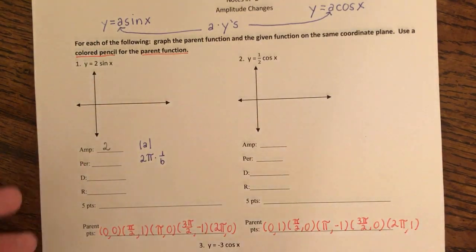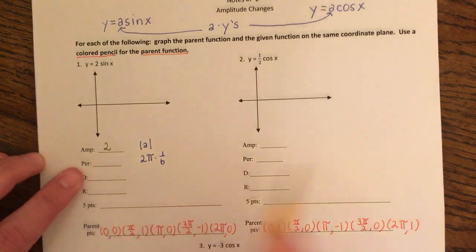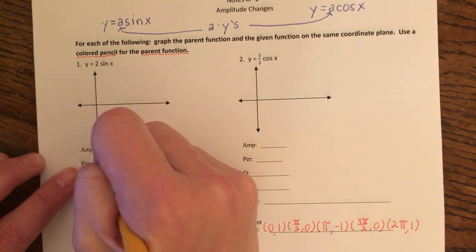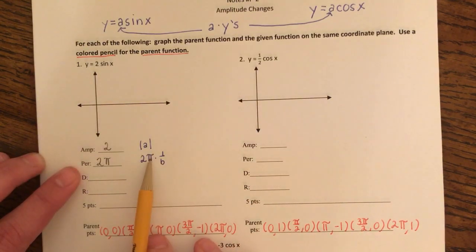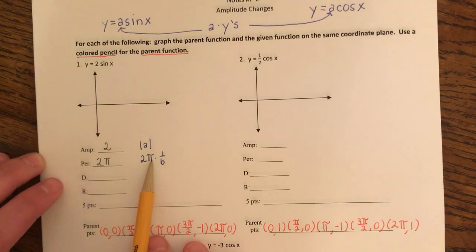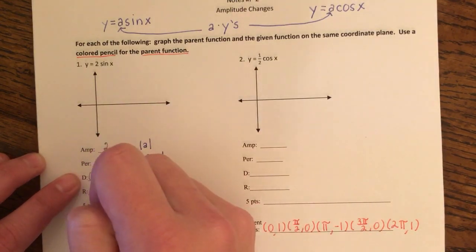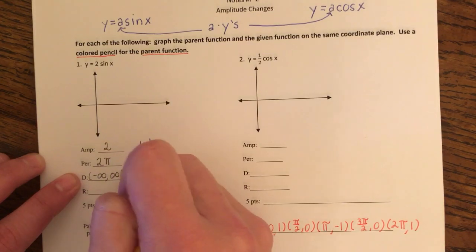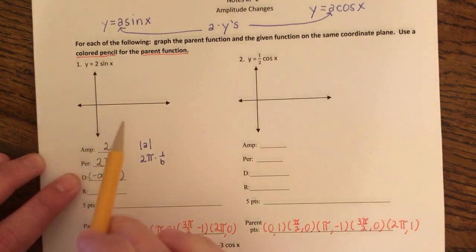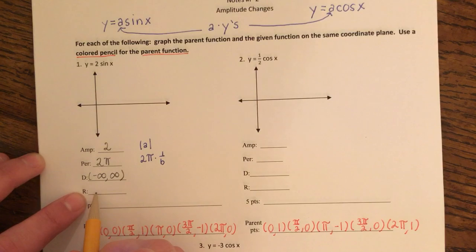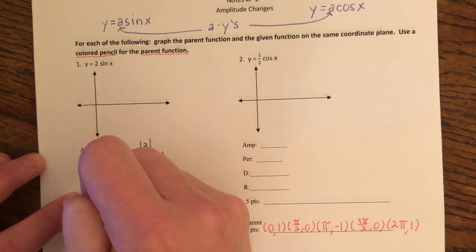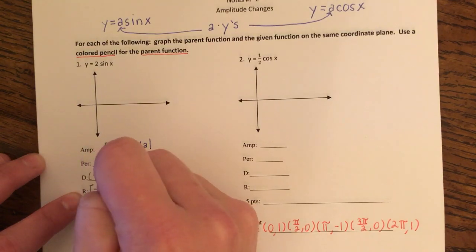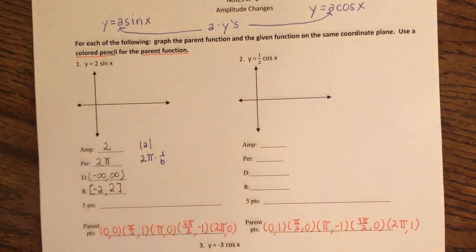My period is still going to be 2 pi, similar to the parent function, because notice my B value hasn't changed. It's still 1, and 2 pi times the reciprocal of 1 would be 1, so it's still 2 pi. My domain of this graph, of course, is still going to be negative infinity to positive infinity. It'll go to the left forever, to the right forever. My range, if you think about it, my amplitude is now 2. So this graph is going to go as low as negative 2 and as high as positive 2.